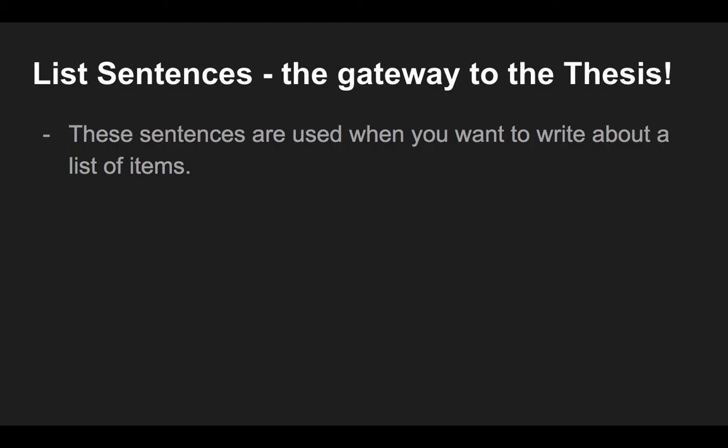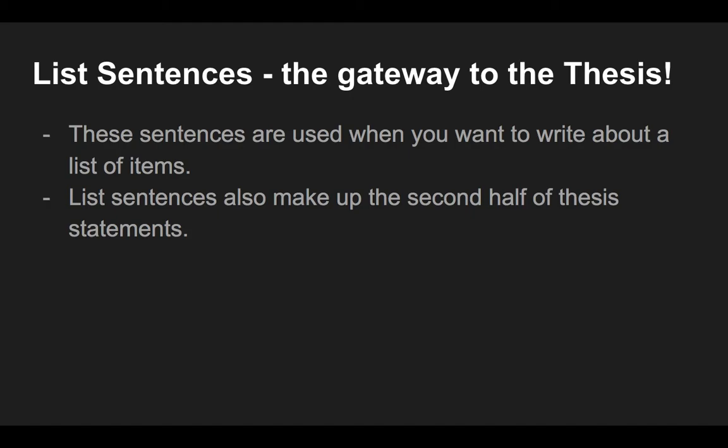These sentences are used when you want to write about a list of items. Seems pretty direct, pretty obvious, but we like to state things clearly. List sentences, as I've already mentioned, also make up the second half of thesis statements. So let's look at two different formulas that I like to use to write list sentences.